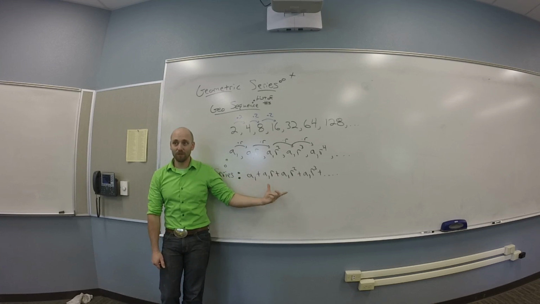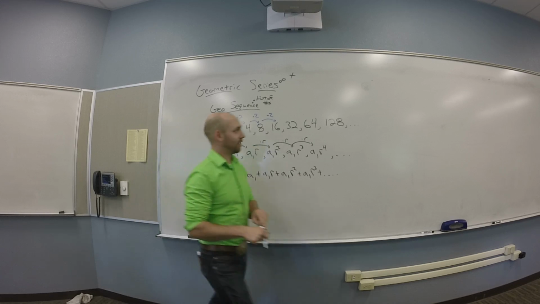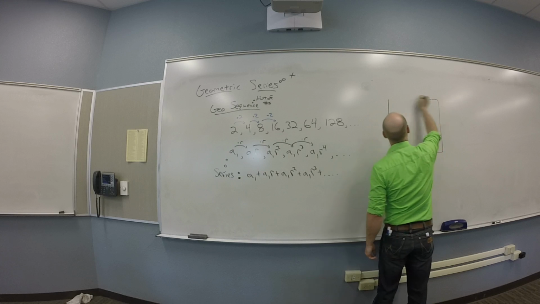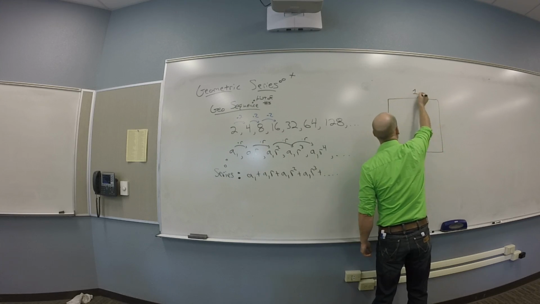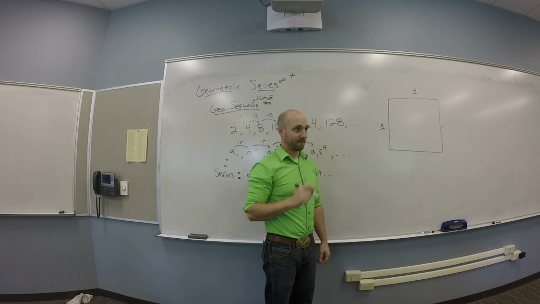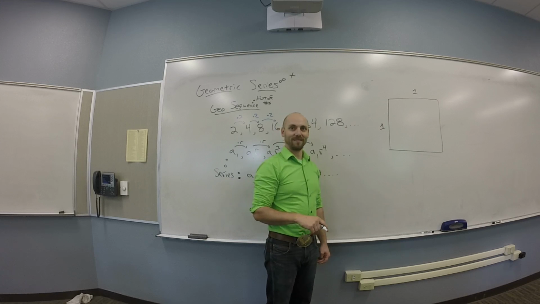This can come out to a finite value if R is less than 1. That makes a lot of sense. So here's a kind of silly example. Here's a 1 by 1 square. Okay, not this one. I'll do a different one.